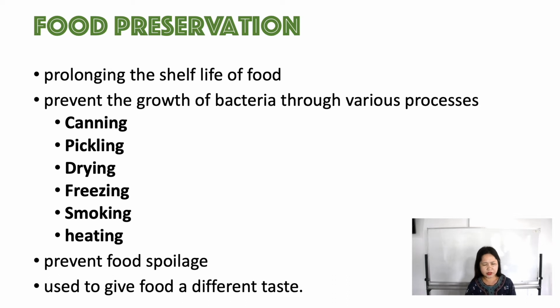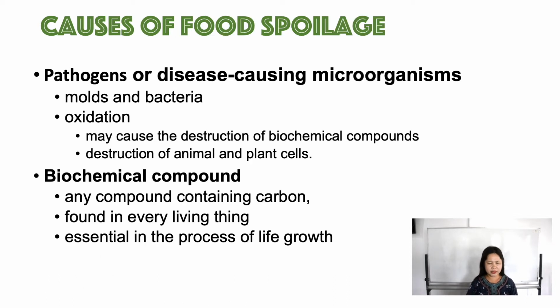The two major causes of food spoilage are the pathogens, or disease-causing microorganisms like molds and bacteria, and oxidation that may cause the destruction of biochemical compounds or the destruction of animal and plant cells. What are pathogens? Pathogens are bacteria, viruses, or other microorganisms that may cause diseases. And the next cause is the biochemical compound. It's any compound containing carbon, which is found in every living thing. It is essential in the process of life and growth.